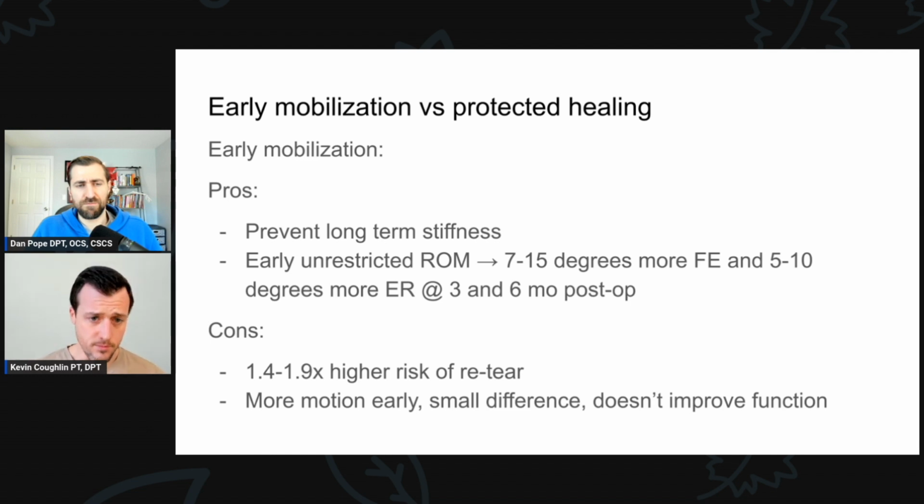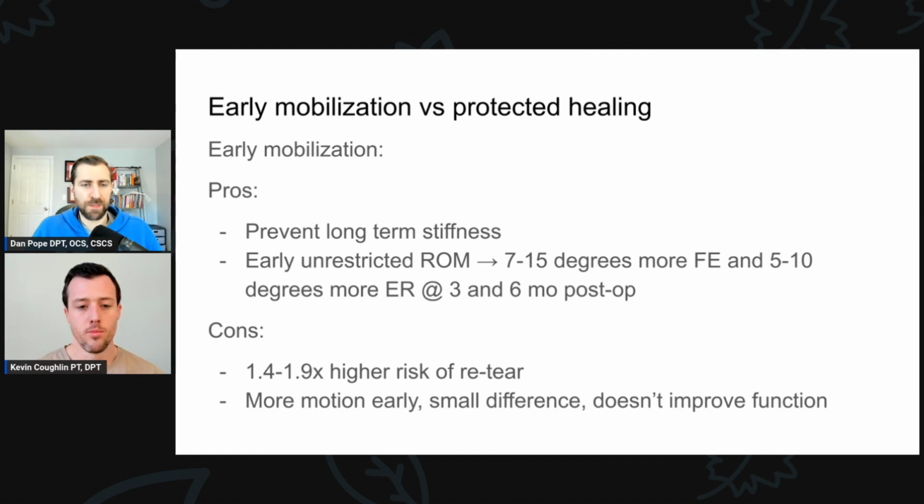So in terms of early mobilization versus protected healing, I guess the debate here is that with early mobilization, we might be able to prevent long-term stiffness. What seems to be interesting about that is when they look at this long-term. So there are some studies that look at a year out, more motion in the first 3 to 6 months. It doesn't necessarily mean long-term more motion, right? So maybe you're getting someone in and you're mobilizing them and you're thinking that this is going to be really helpful at preventing long-term stiffness. Well, long-term stiffness isn't really a concern for most rotator cuff repairs. Most do pretty well getting their motion back.